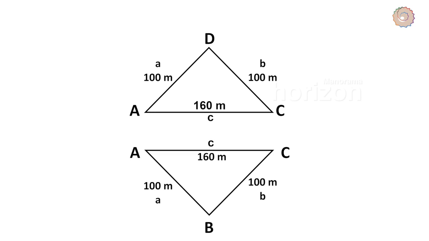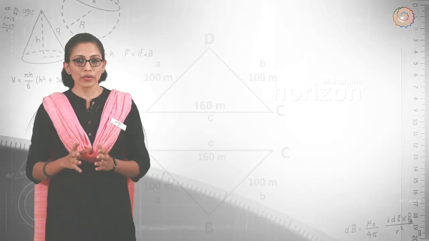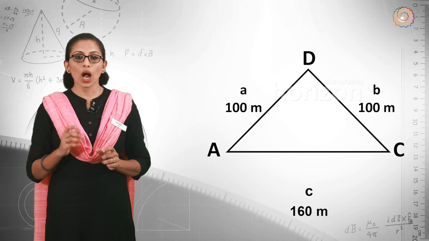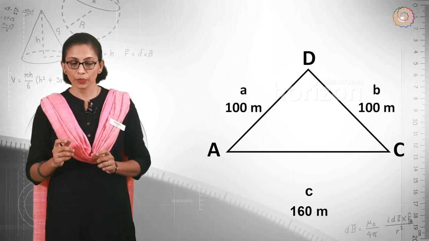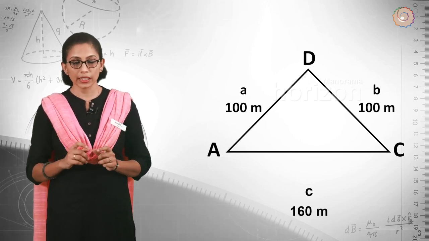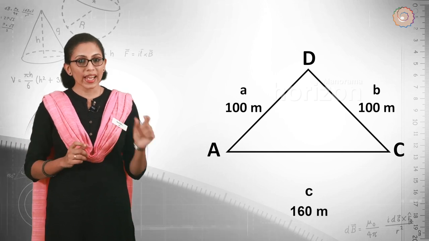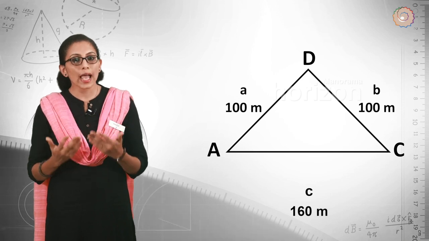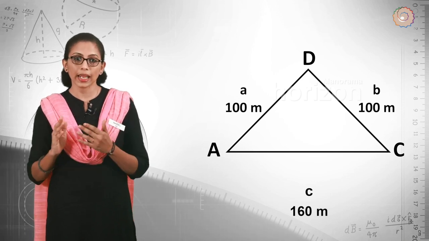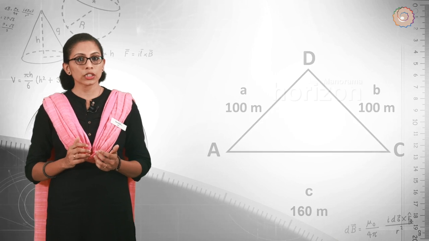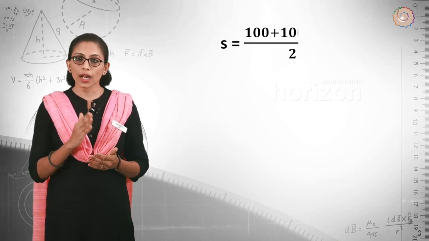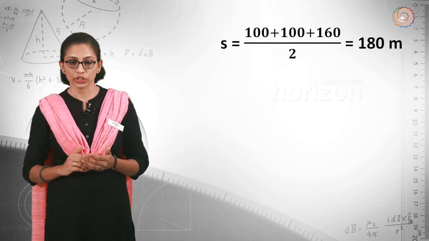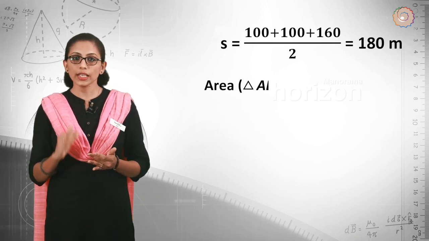Now separately I have shown this for more understanding. For triangle ADC, sides are, let AD be equal to 100 meter, which is our A. DC is equal to 100 meter, let it be B. Now AC is equal to 160 meter, that is C. Now use Heron's formula to find the area of triangle ADC. What is the semi-perimeter? Semi-perimeter, we get it as (100 + 100 + 160) / 2, which is equal to 180 meter.